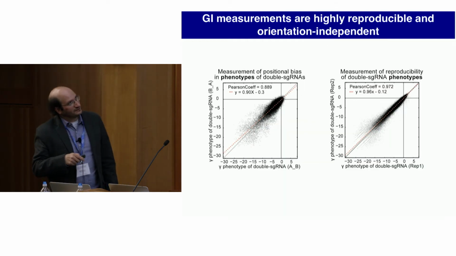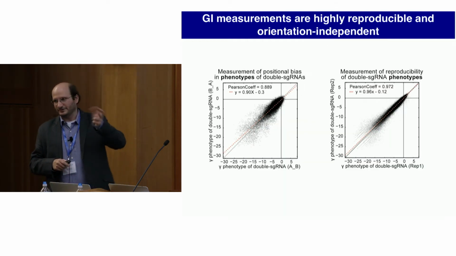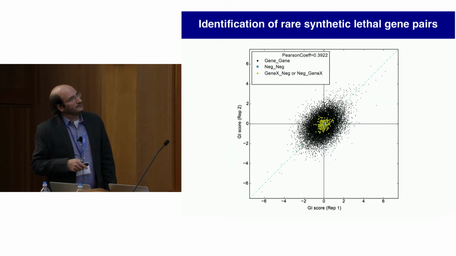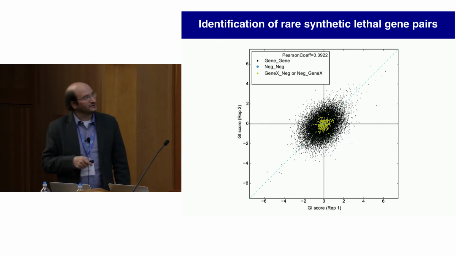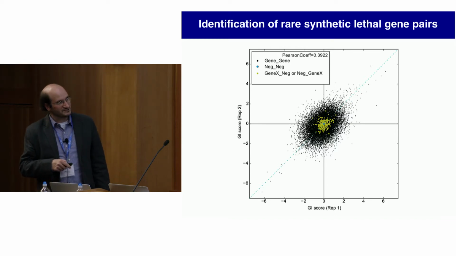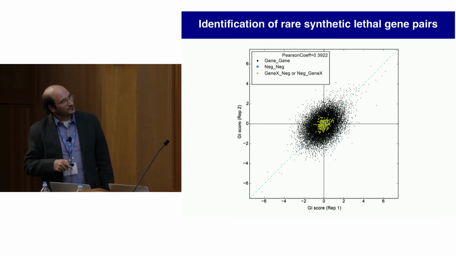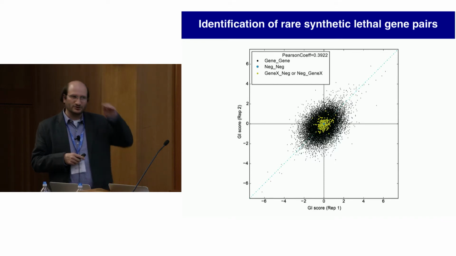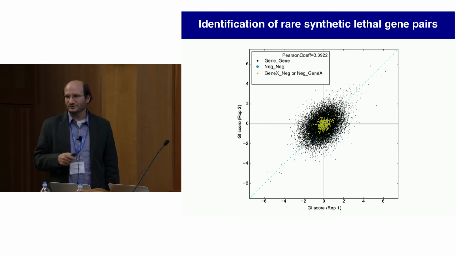So the data are highly reproducible. It doesn't matter if you flip the guide from one position to the other. The replicates are highly reproducible. And here's what the data look like. So largely, you have a huge cloud around 0. What I'm showing you here is the genetic interaction score in one replicate on this axis and another replicate on the other axis. And what you can see is that by and large, most genes in the set that we took don't interact at all. So they have 0 interaction.